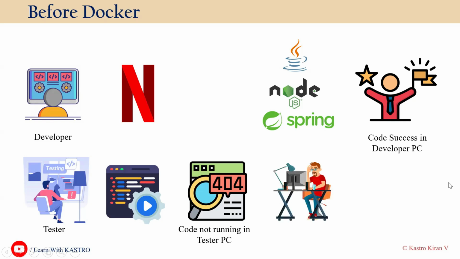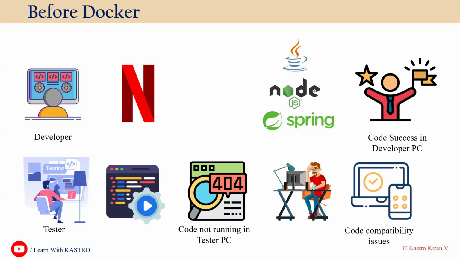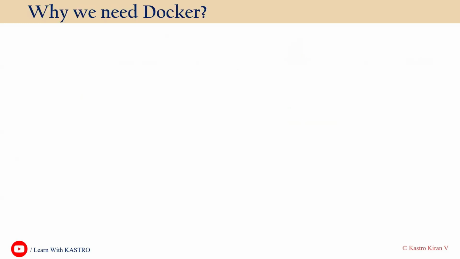So here is the problem that actually comes in real-time scenarios. What is the problem? The problem is the compatibility issues of the code. The same code which is running on the developer system might not run on the testing system. So that's called code compatibility issues. This is the usual scenario that was there before Docker emerged into the IT industry. Now let us understand why we actually need Docker to solve the problem of code compatibility issues.